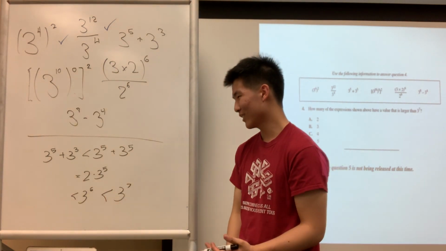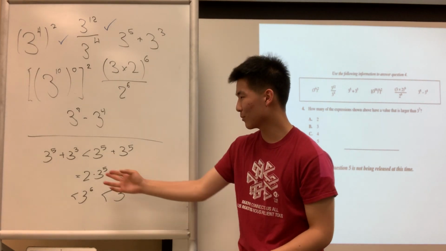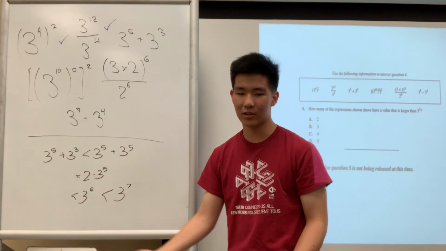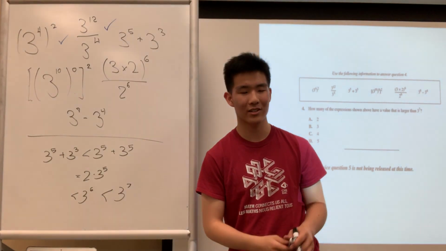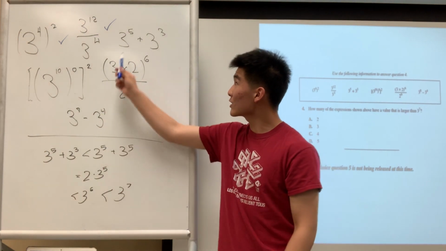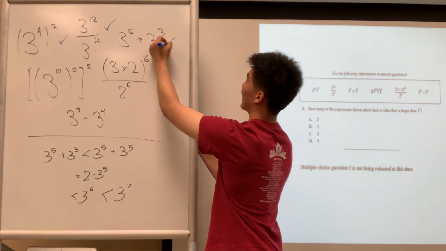The logic is a bit convoluted, but I think it makes sense, right? Each of these steps kind of makes sense. We're just adding the two together, and then we're saying 2 is less than 3, and then we're saying the smaller exponent is less than the larger exponent. So we know that this value is less than 3 to the power of 7. So I'm going to put an X.